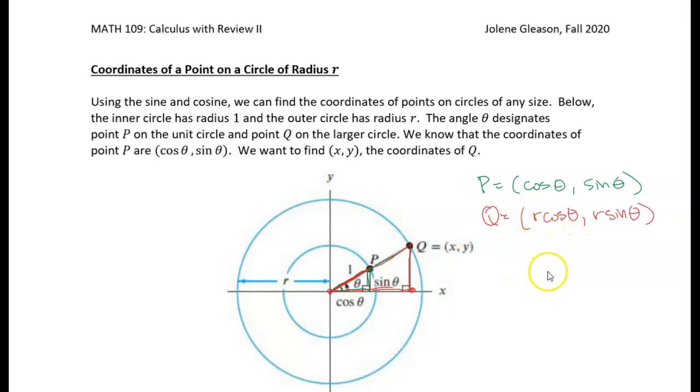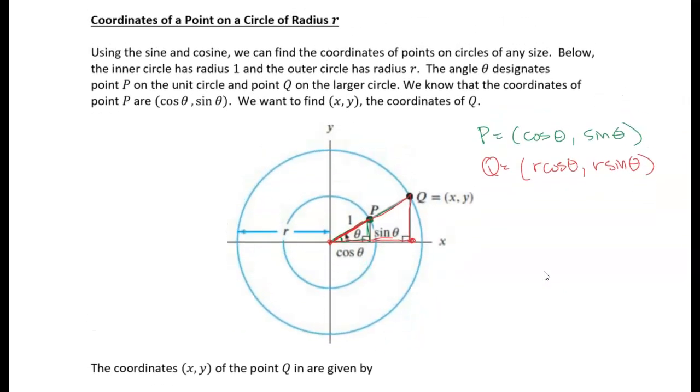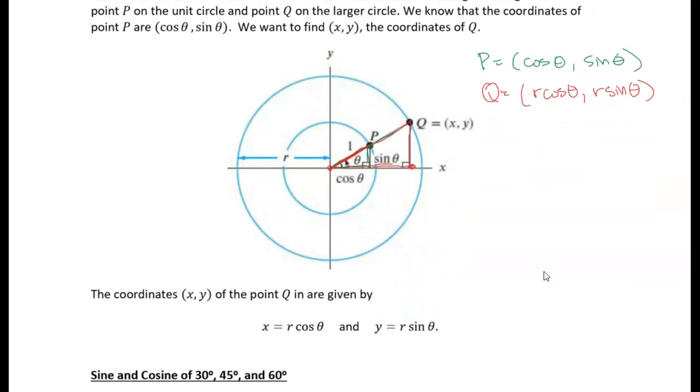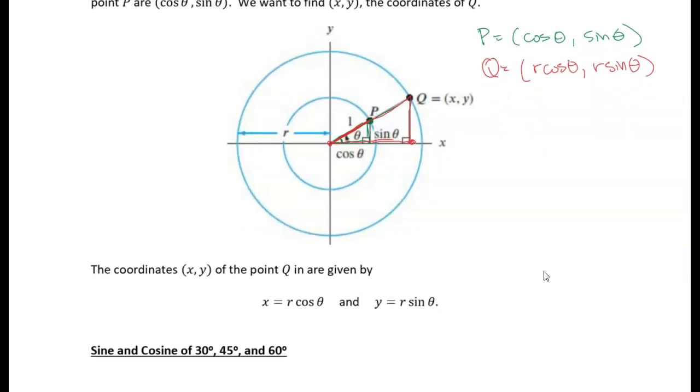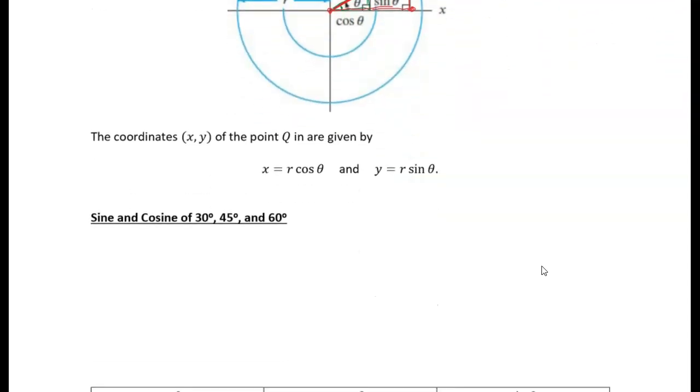So we're scaling up all the sides by a factor of r. All right. So that's basically the result in this section, that the x and y coordinates of point Q are just r times the cosine of theta and r times the sine of theta. Okay.